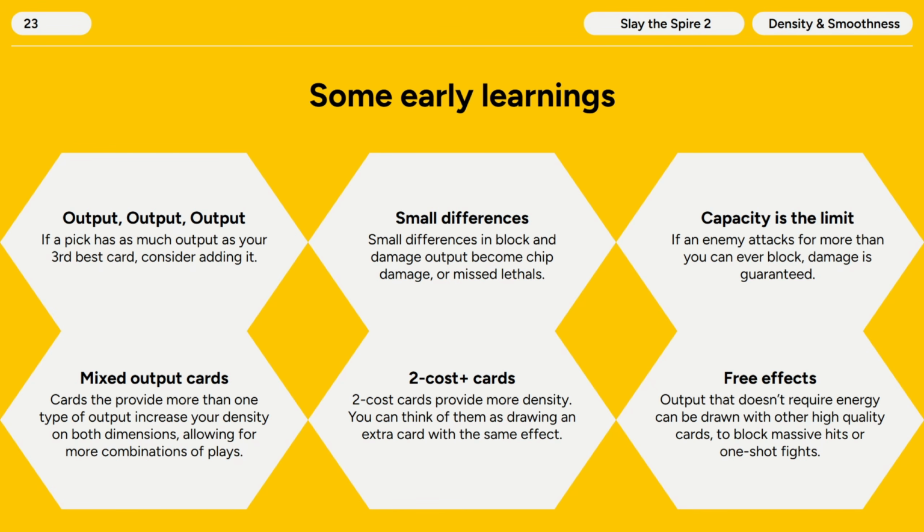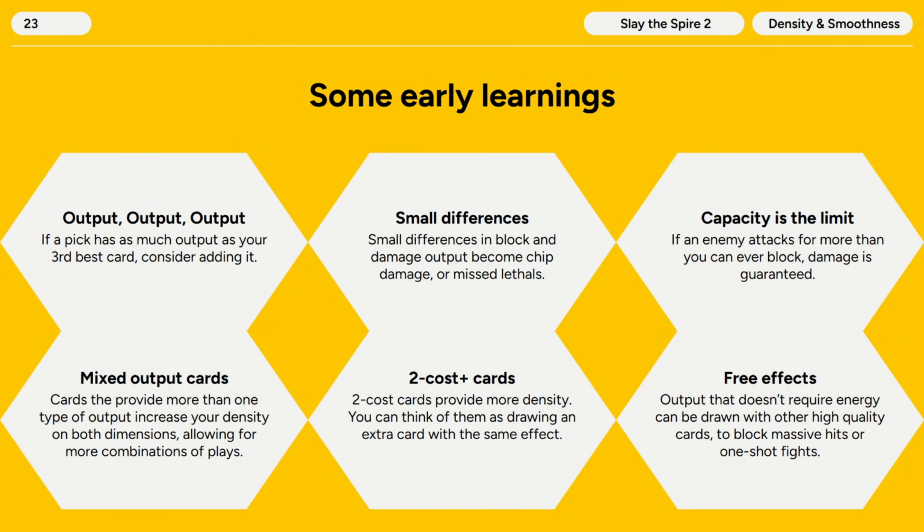What are some early learnings we can take away from talking about these 3 particular kinds of consistency though? Density, capacity, and average output. Well, output. If a pick has as much output as your 3rd best card, consider adding it. It'll increase your capacity when you add it to your deck. It'll increase your density when you add it to your deck. And it will increase your average output when you add it to your deck as well. So you'll be ticking all 3 of these stats off.